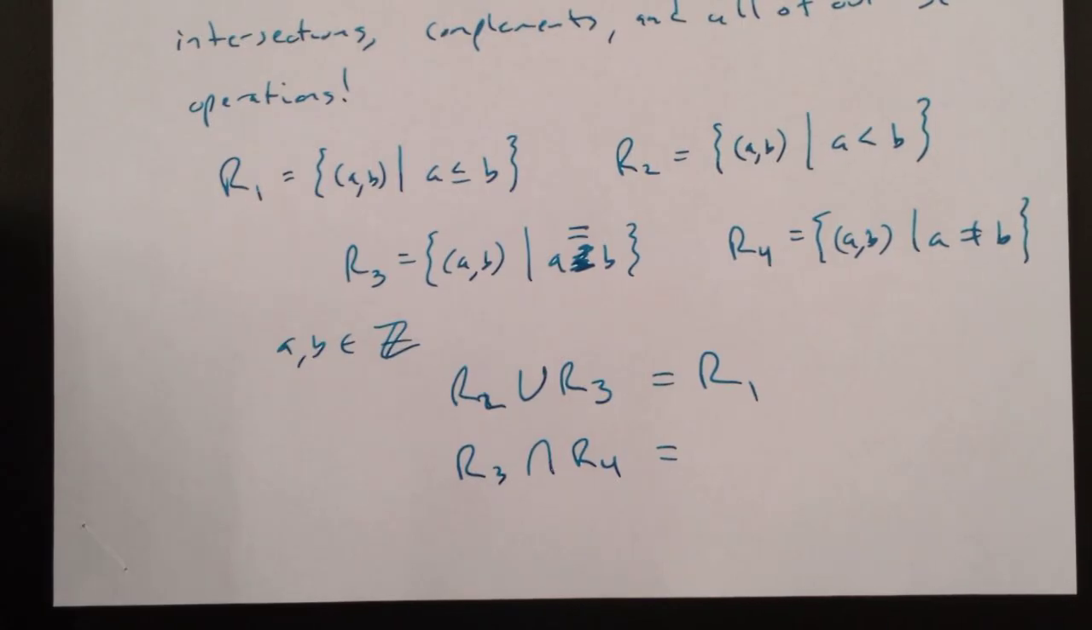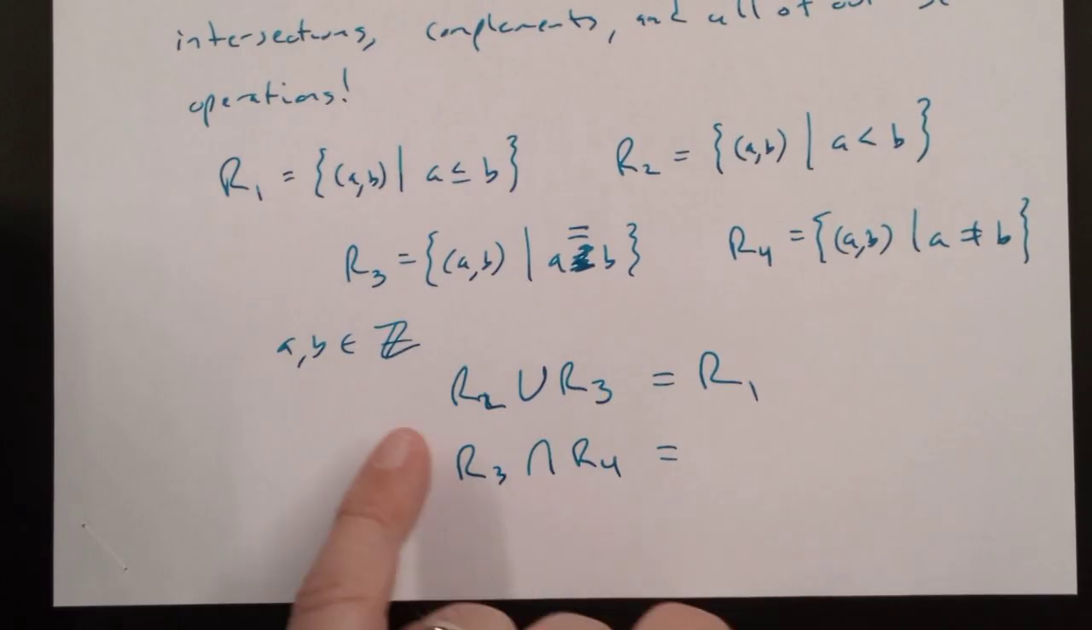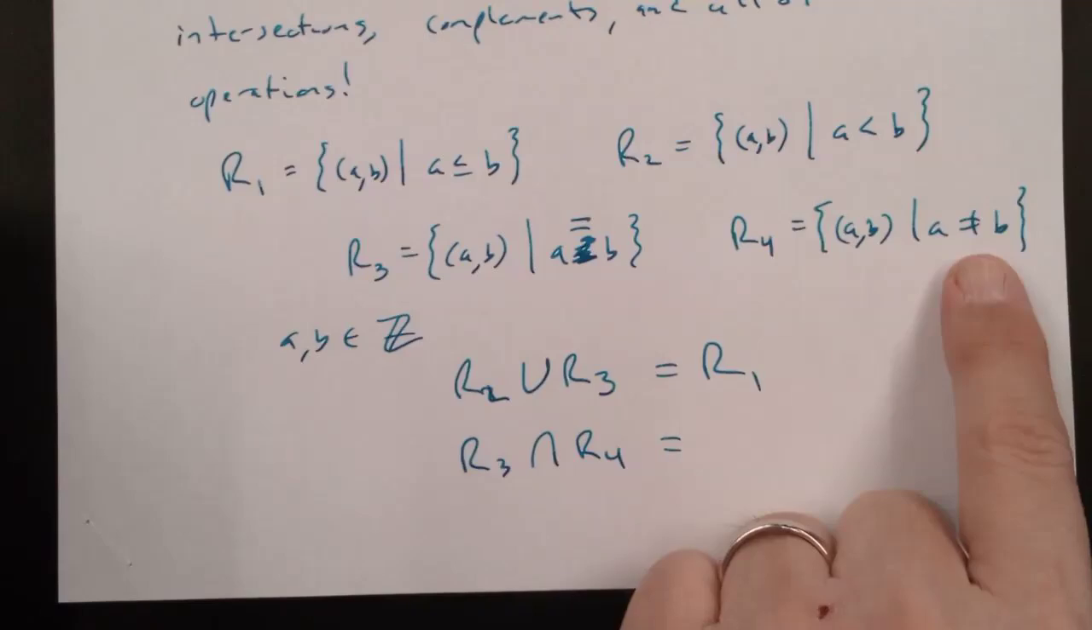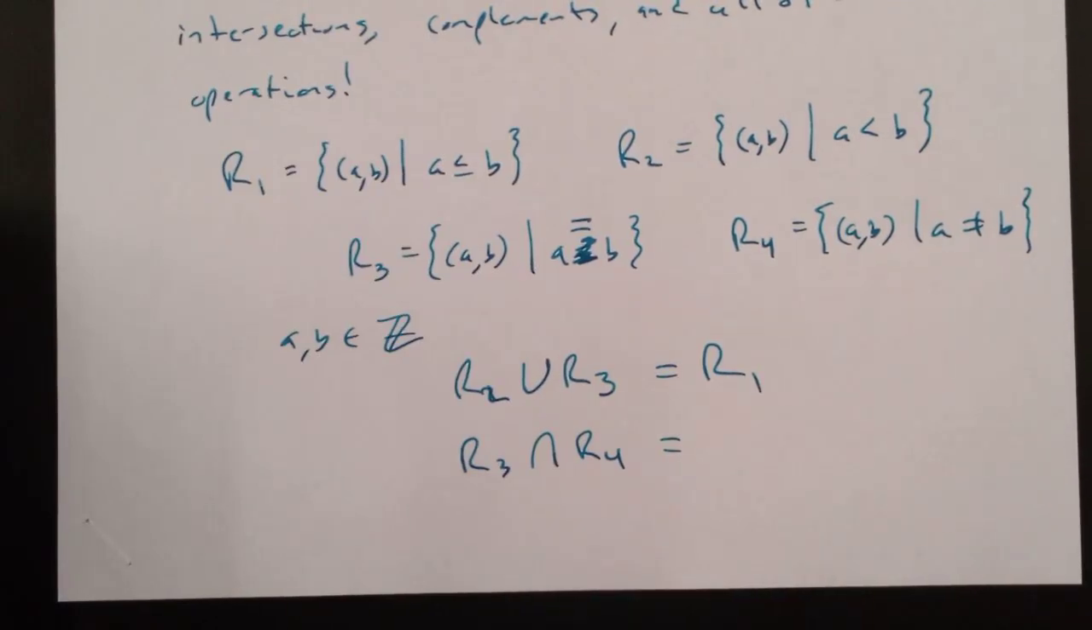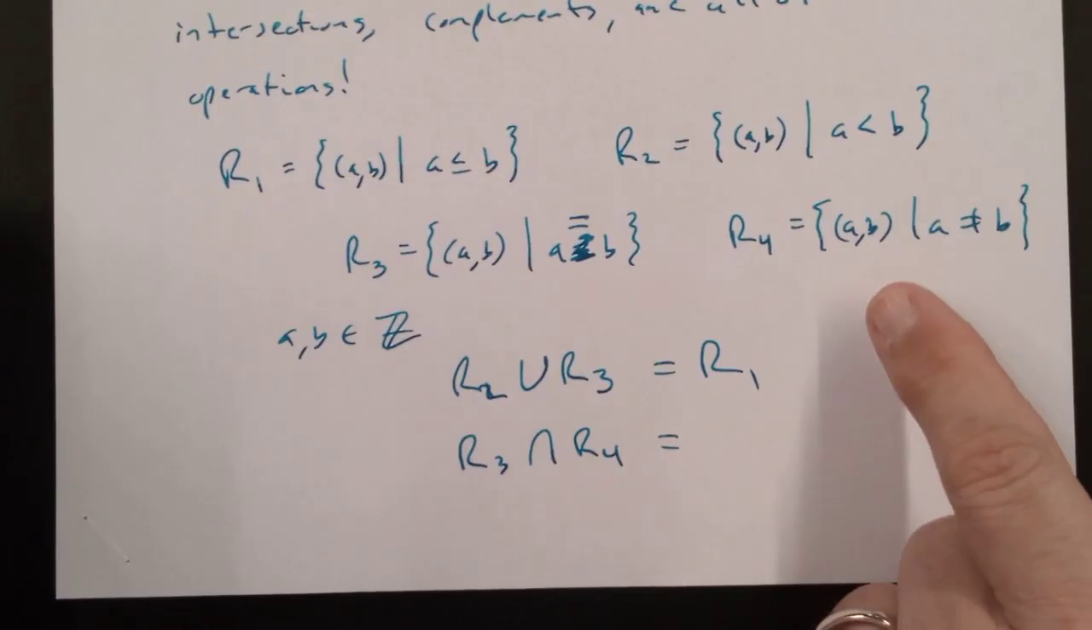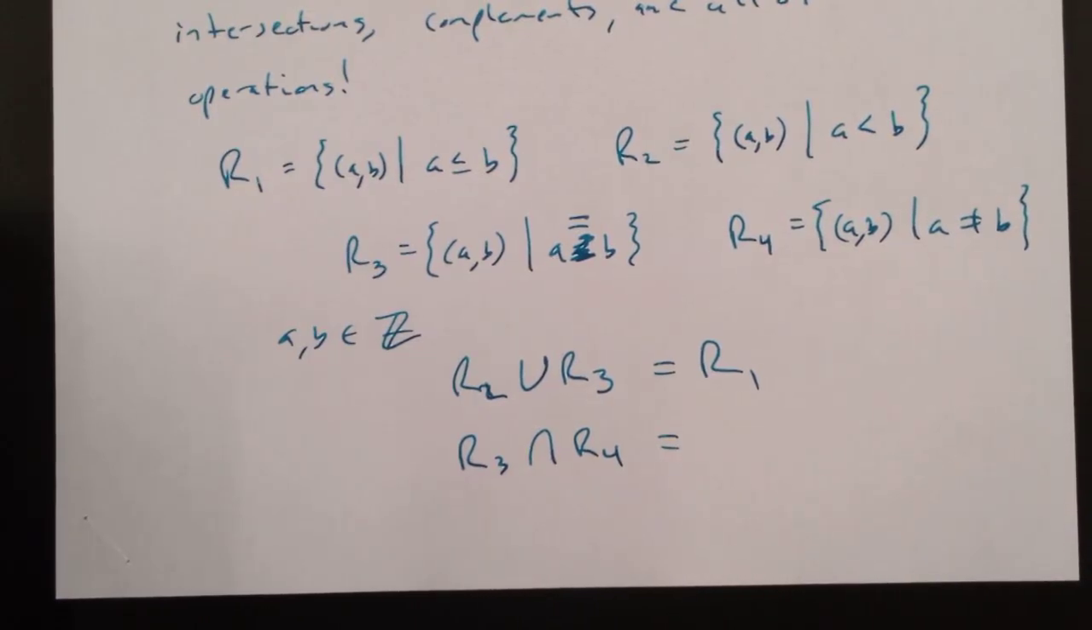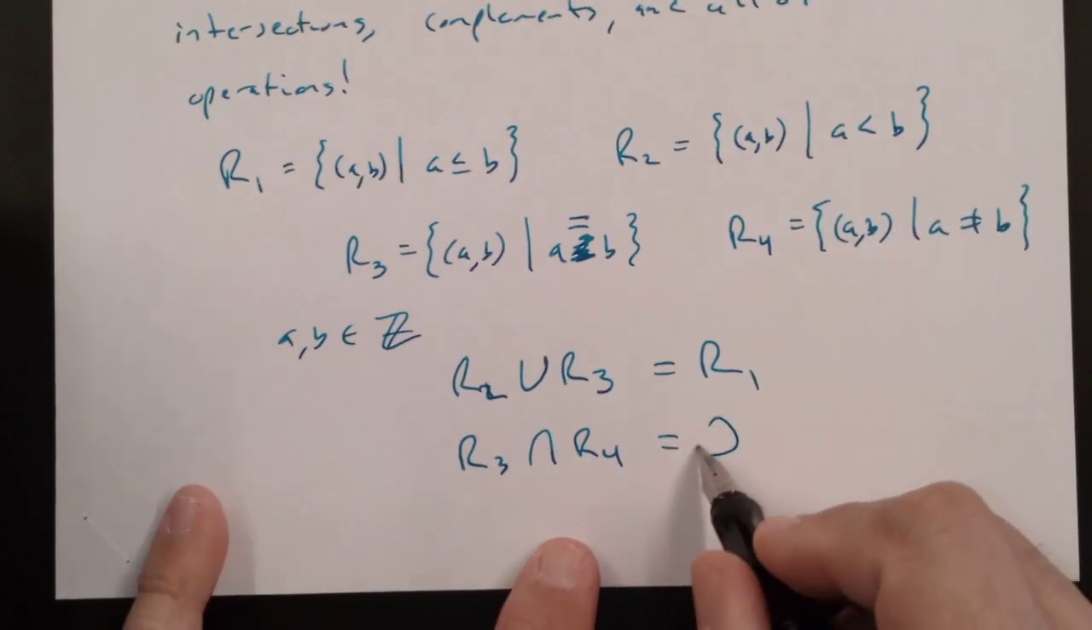What is the intersection of R3 and R4? Hang on a second. R3 is equals. R4 is not equals. If I take what's common to both of those, what ordered pairs have A equal to B and at the same time have A not equal to B? None. An empty set.